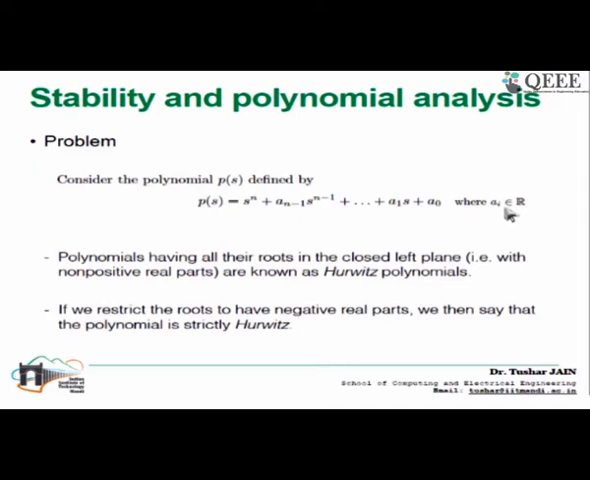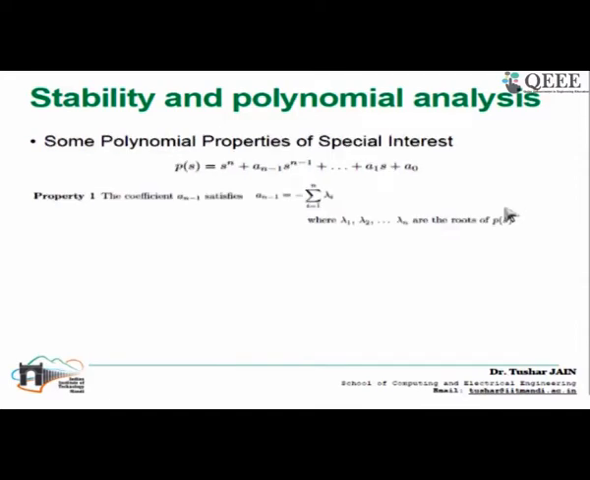Polynomials having all their roots in the closed left half plane, that is with non-positive real parts, are known as Hurwitz polynomials. If we restrict the roots to have negative real parts, we then say that the polynomial is strictly Hurwitz. So if there is a root on the imaginary axis, we understood last time that it would be a marginally stable system. In that case we cannot say it is strictly Hurwitz, but it is Hurwitz. So let's see some properties of this polynomial.